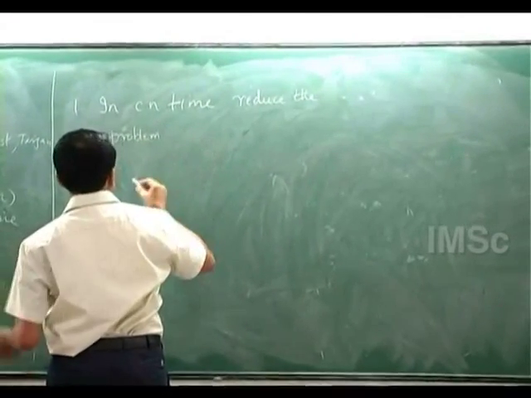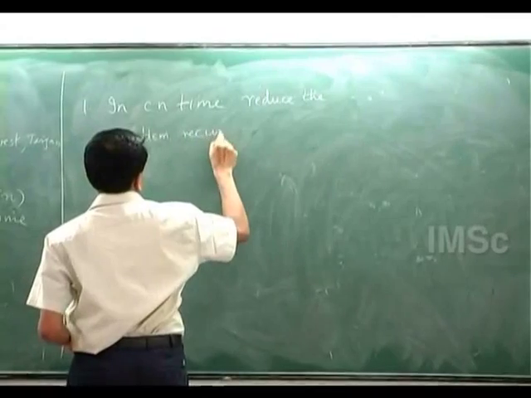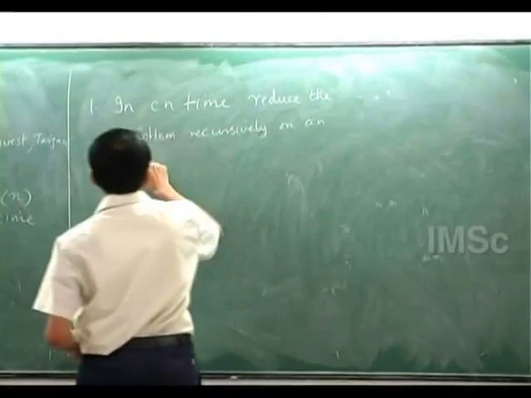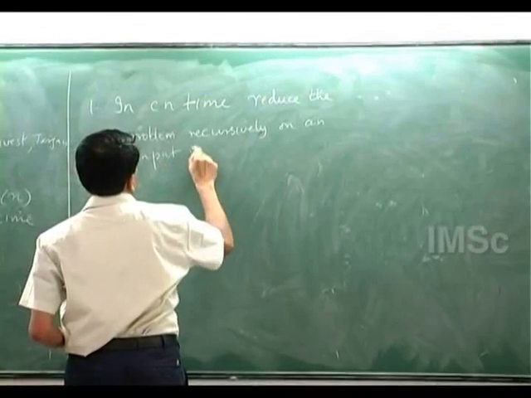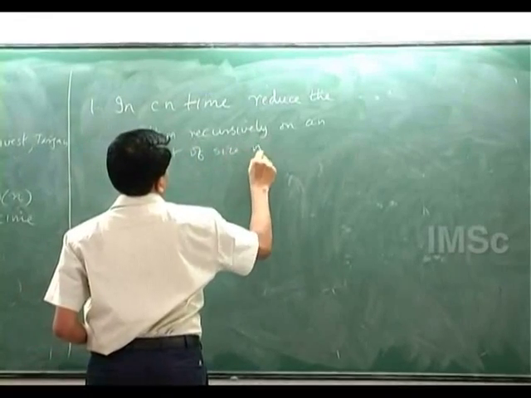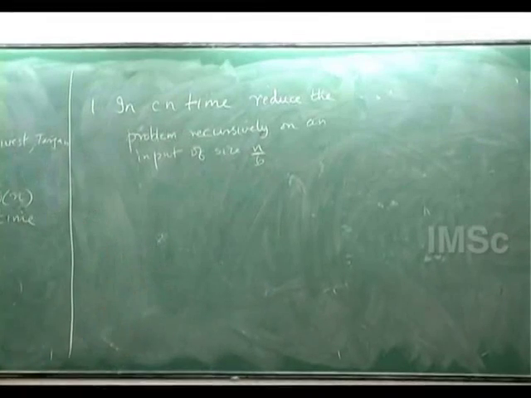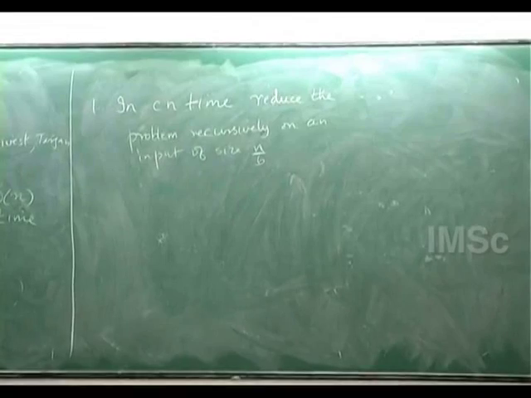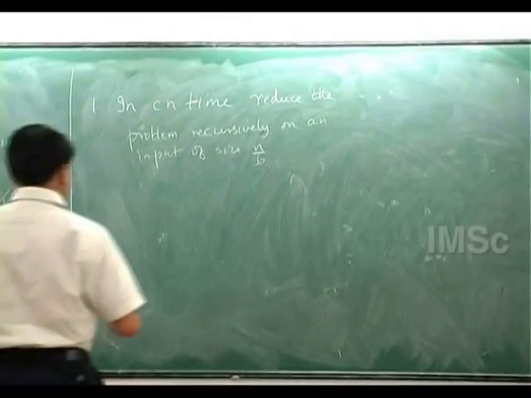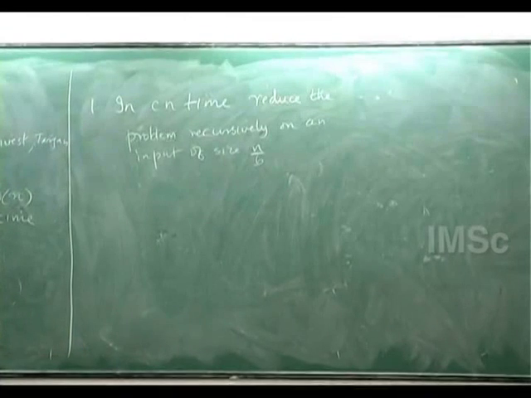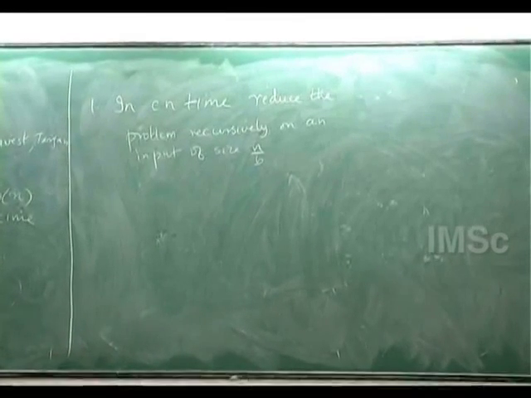Reduce the problem recursively on an input of size n by b, some fraction. If you manage to do that, we fall into this recurrence and you have a linear time. So this was something available to them at that time. They had seen these recurrences and solutions. So this is what we need to get.